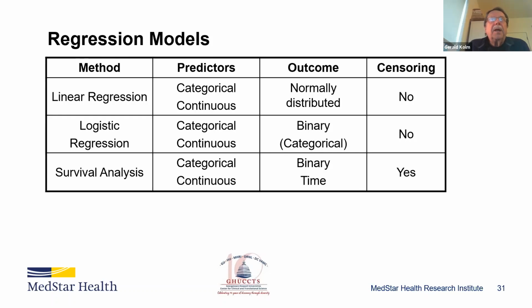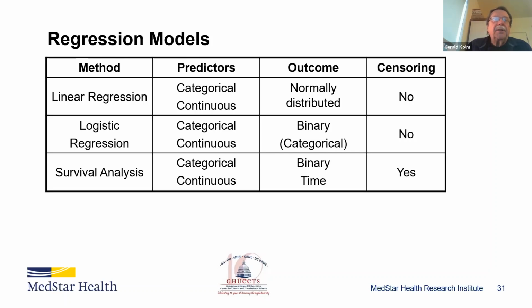The same is similar with logistic regression. We can have predictors that are categorical or continuous. In this case, our outcome is binary. However, we can also do an analysis where the outcome is categorical, and so we can do either ordered logistic regression where your categories are ordered, or we can do a multinomial logistic regression where they're not ordered. But again, there's no concept of censoring.